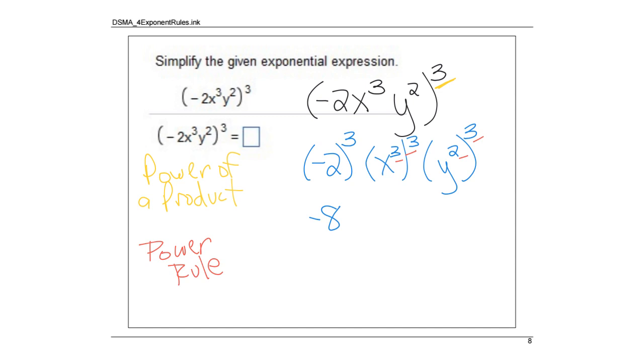So 3 times 3 would give me 9. So I would have x to the 9th power. Y squared raised to the 3rd power. Again, I'm going to multiply. That would give me y to the 6th power. So whenever we raise a power to a power, we're going to multiply.